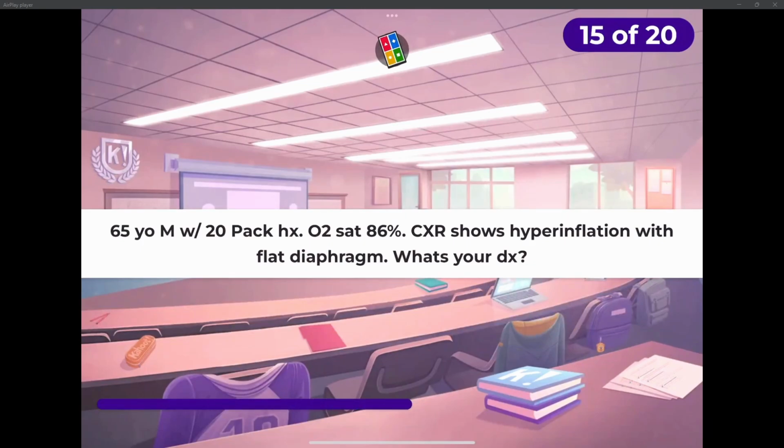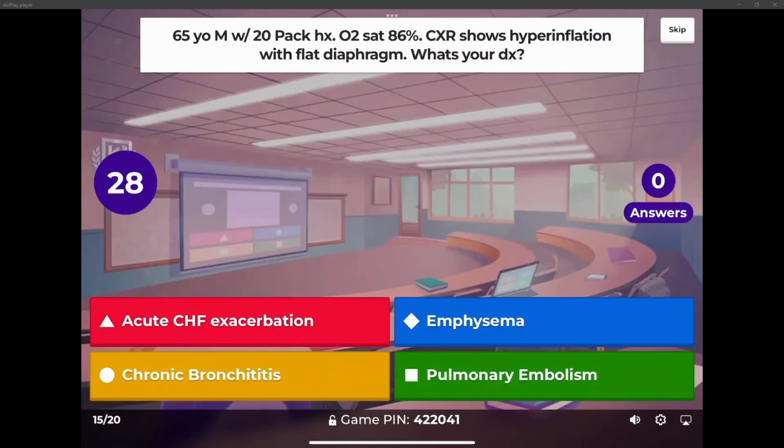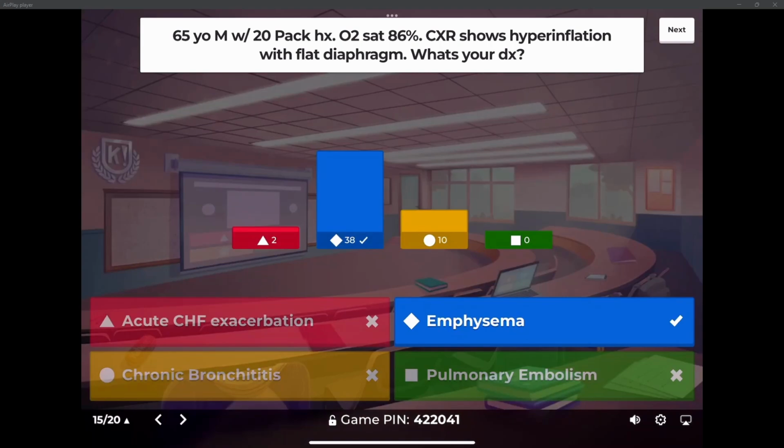65-year-old male, 20-pack-year history of smoking, O2 stats 86%, chest x-ray shows hyperinflation with a flat diaphragm. So there's two things. Obviously, we know smoking is the problem, emphysema or chronic bronchitis. The key is the x-ray, that what this is showing. So emphysematic patients or chronic bronchitis patients, who has that type of chest x-ray? Okay, emphysema, very, very good.